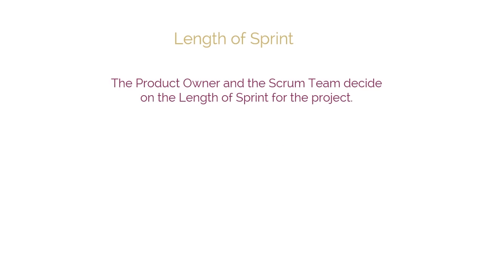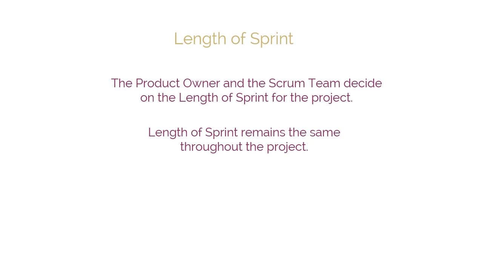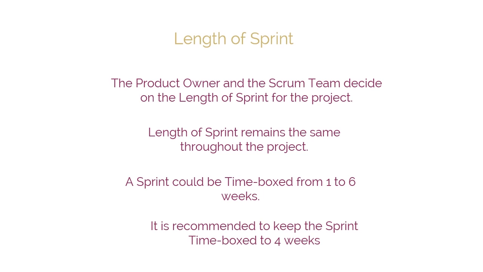Length of sprint. Based on the various inputs including business requirements and release planning schedule, the product owner and the Scrum team decide on the length of sprint for the project. Once determined, the length of sprint often remains the same throughout the project. A sprint could be time-boxed from 1 to 6 weeks. However, to get maximum benefits from a Scrum project, it is always recommended to keep the sprint time-boxed to 4 weeks, unless there are projects with very stable requirements where sprints can extend up to 6 weeks.